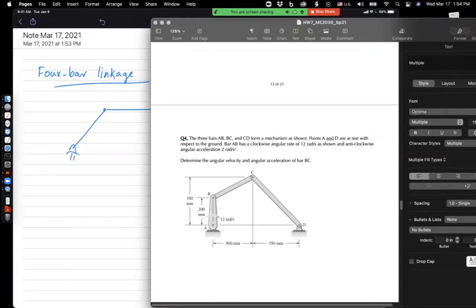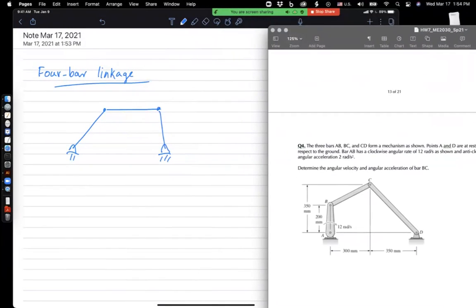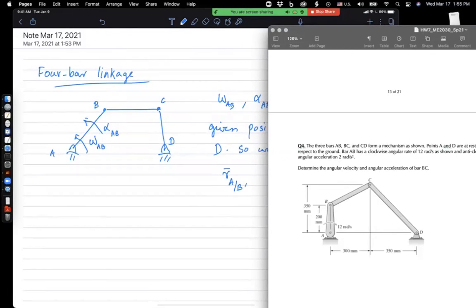But yeah, so imagine you have these 3 things that I'm drawing on the pad. So we have A, B, C, D, and let me not do all the numbers and so on, but basically we are given omega AB, and we are given alpha AB. So omega AB, alpha AB given, and also given are the positions of A, B, C, D. So we know the positions of all those points, so we can compute things like R A with respect to B, or R B with respect to A if you want.